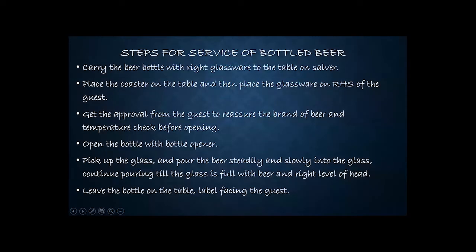Steps for service of bottled beer. Once the order is taken, collect the order from the bar. Carry the beer bottle with the right glassware to the table on the salver. Before you keep the glassware, remember to place the coaster and then place the glassware on the right hand side of the guest. Service of alcoholic beverages or any beverages is always done from right hand side.